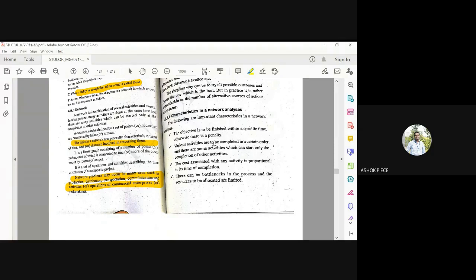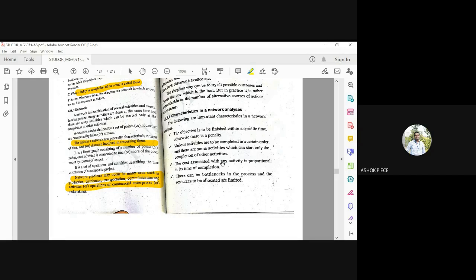Various activities are to be completed in a certain order, so some activities can start only after the completion of other activities. There are so many activities involved in a project. Various activities have to be completed, but some activities have to wait for another activity to complete. Only after the completion of those activities can you start this activity. So you have to wait.